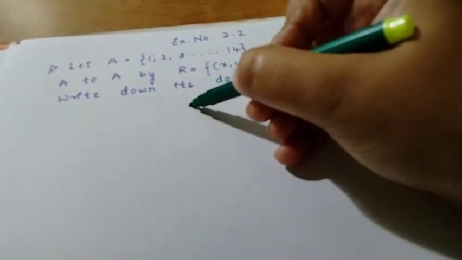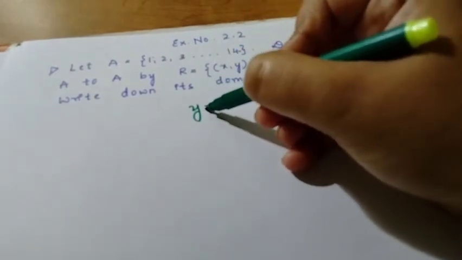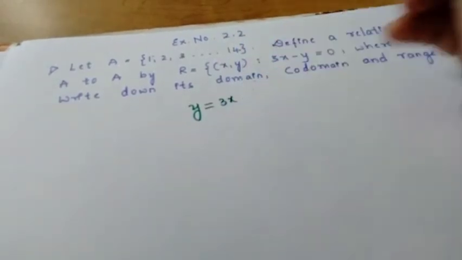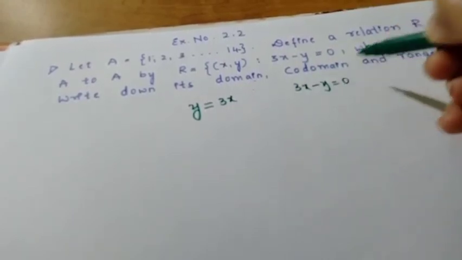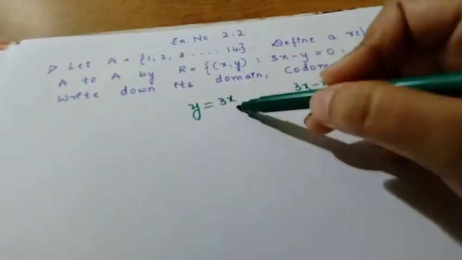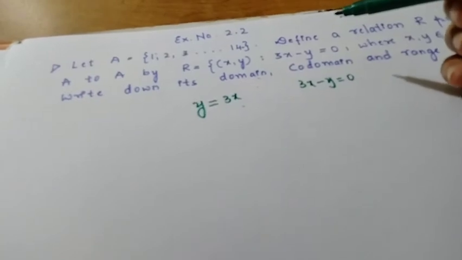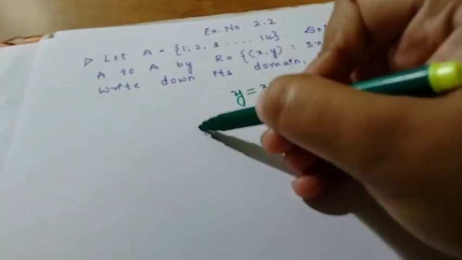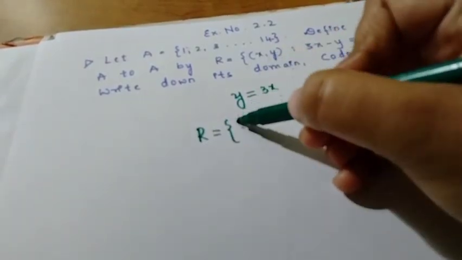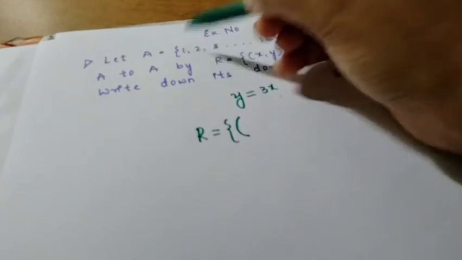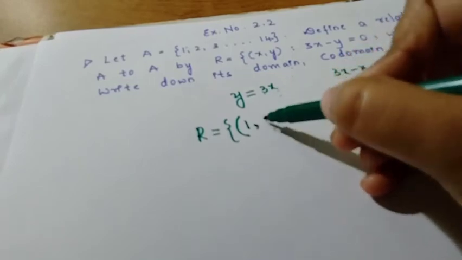So now the relation between y and x that they have given is y is equal to 3x. If you see this, 3x minus y is equal to 0, so y is equal to 3x. The relation between x and y is y is equal to 3x. So first I write the relation R now with the elements. The ordered pair (x, y). First element I take from A, that is 1. Then what will be y? 3 into 1, 3.